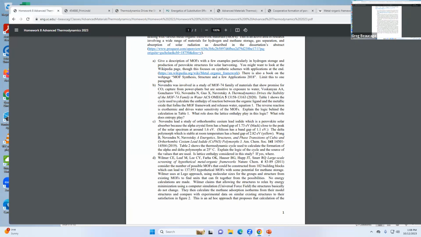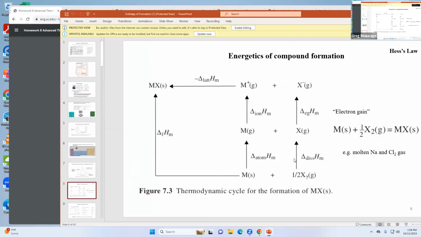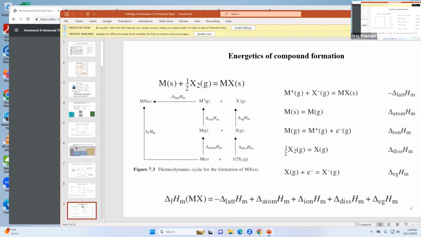So the question is, just go through what they did. And then when we did this, we ended up with this long scheme of things, right? We had the lattice enthalpy, the atomic enthalpy, the ionic enthalpy, the dissociation enthalpy, the electron gain enthalpy. So we had all these terms that supposedly give you the heat of formation for something. And the heat of formation here is like water combined with a MOF, right?